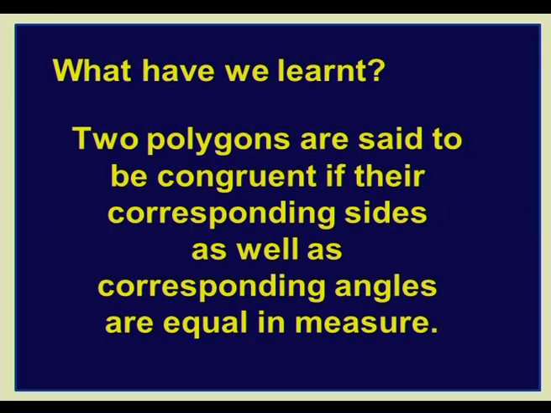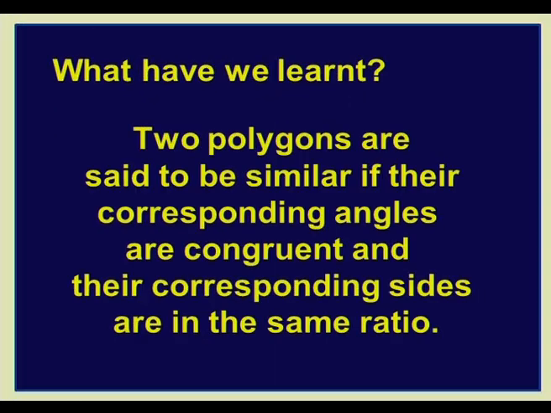What have we learned? Two polygons are said to be congruent if their corresponding sides as well as corresponding angles are equal in measure. We have learned that two polygons are said to be similar if their corresponding angles are congruent and their corresponding sides are in the same ratio. And we have even seen that all the congruent figures are similar, but all the similar figures need not be congruent. Let us just have a look at the problems to be solved for today, children.